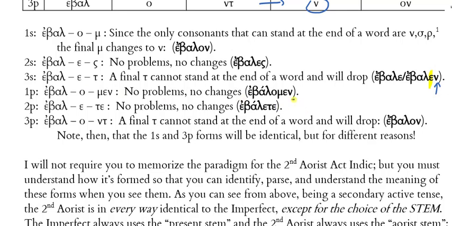Say that with me, ebalamin. So we threw, no changes here. Ebalete, y'all threw, and then ebalon from ebalont. Throw in the towel, and we have ebalon. So everybody, ebalon is they threw. First singular and third plural are the same, but they're the same for different reasons. Okay?